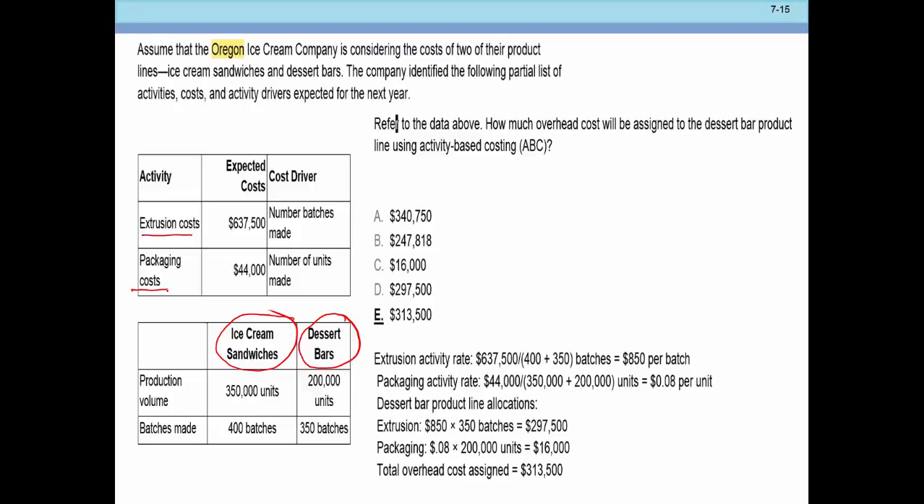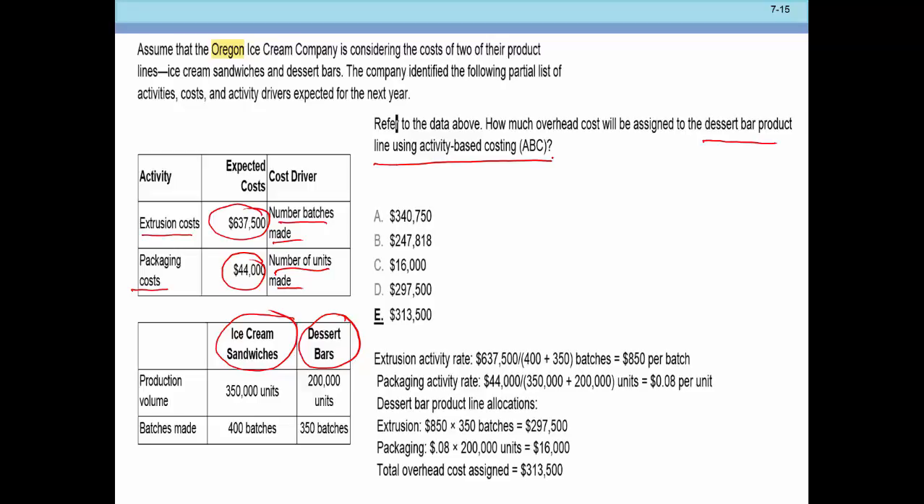And so we have these two activities, and we have the cost associated, whatever the extrusion cost is, and then we have the packing cost. And notice they tell us that for extrusion cost, the batches is the allocation base. For packaging, it's what? The number of units made. And then this problem asked us, what is the cost of the dessert bar?